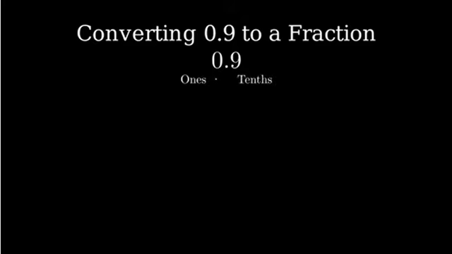In decimal notation, numbers after the decimal point represent tenths, hundredths, thousandths, and so on. In this case, the 9 is in the tenths place, which means we're dealing with 9/10. So we can write 0.9 as 9/10.